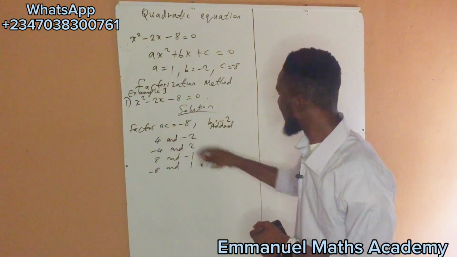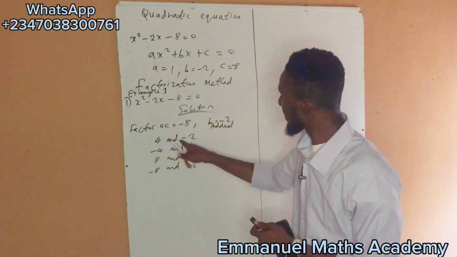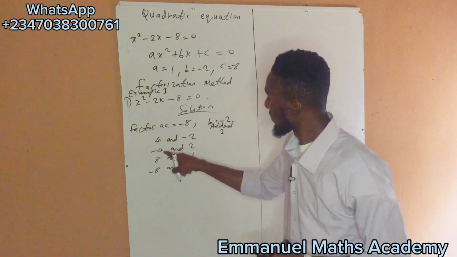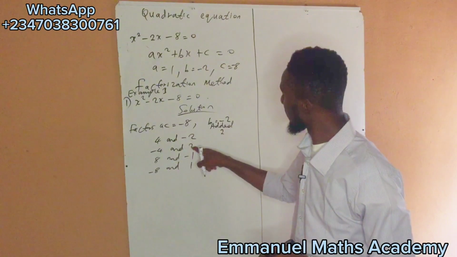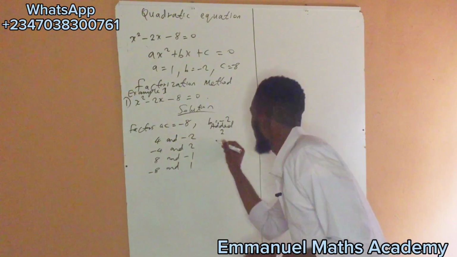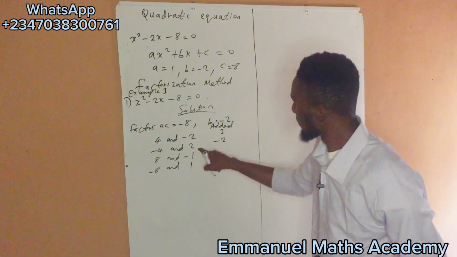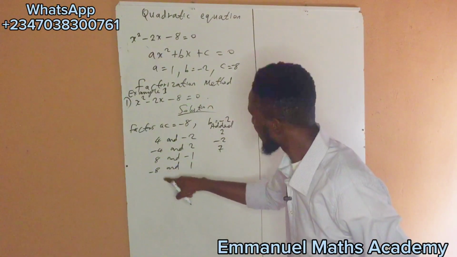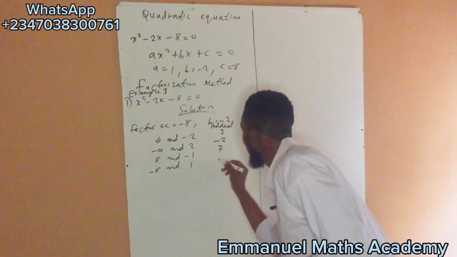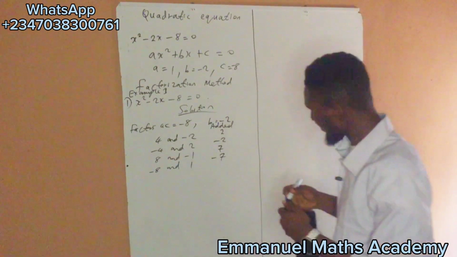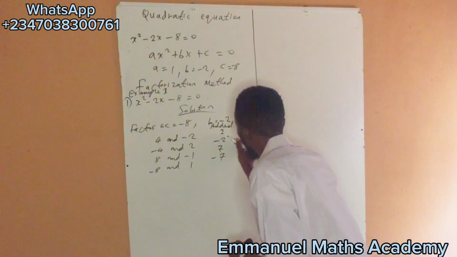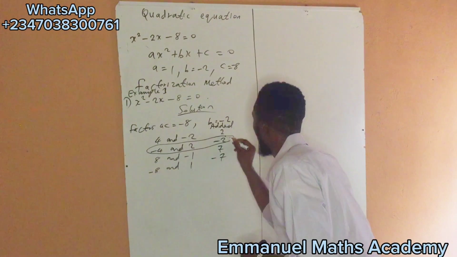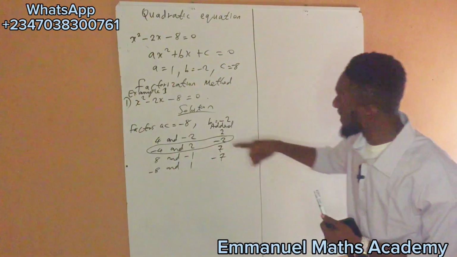When you add 4 plus minus 2, we get 2. Minus 4 plus 2, we have minus 2. 8 minus 1, we have 7. Minus 8 plus 1, we have minus 7. Now, minus 4 and 2 is what we are looking for. Is that clear? So we'll be going with this.